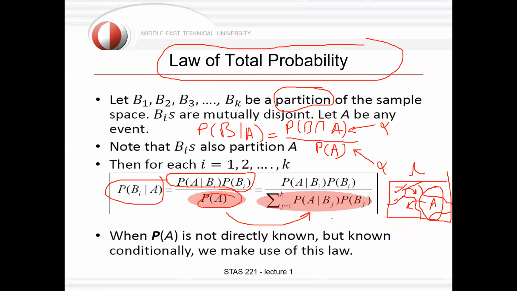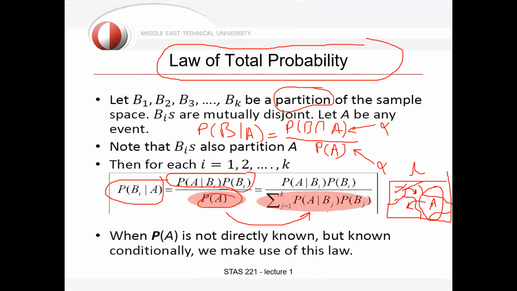And one by one, I can consider this part. And you may ask, how is it possible that I don't know the probability of A, but I know the probability of A given each one of these partitions? That's why, again, I need to give an example so that you get a better idea of how it works.